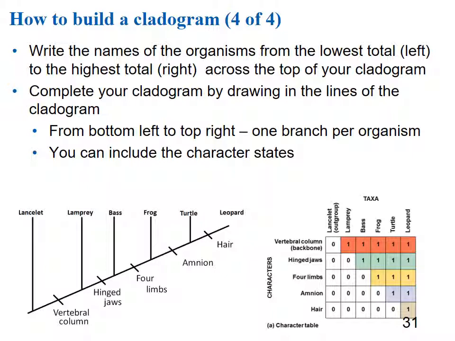You can also include the character states. So in our example here, the character state of having hair: the leopard has hair, but the turtle, the frog, the fish, the lamprey, the lancelet, none of them have hair. If we look at 4 limbs, this is saying the frog, the turtle, and the leopard have 4 limbs, but the bass, the lamprey, and the lancelet do not.